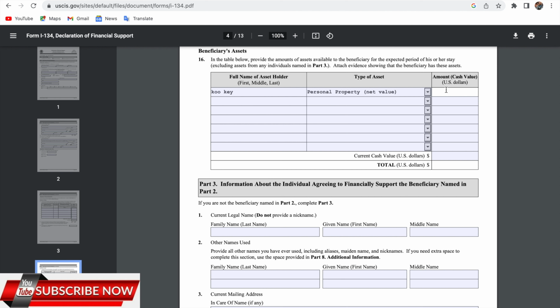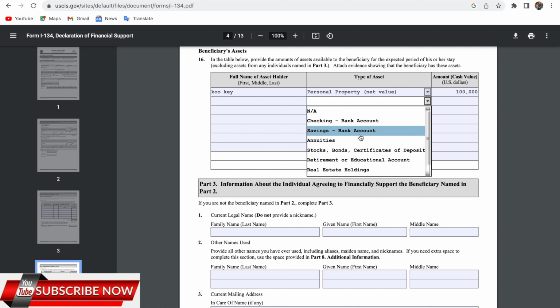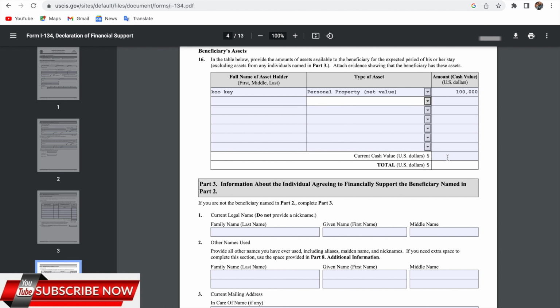So you just put in, let's say, $100,000. If they have a lot of assets, I just put in personal asset, just make it 1 and put in the value. If they have checking account, savings account, annuities, stocks, and all that stuff, if they have a whole lot of assets, just put it over there. And you put in the current cash value. So the current cash value over there, you just put it right there.